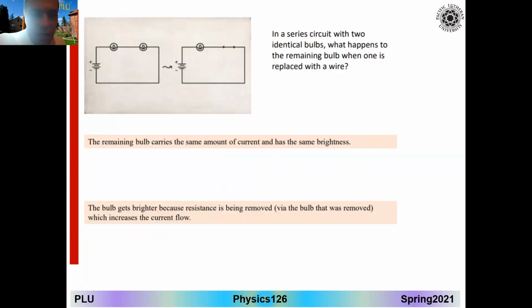So I am done with this lecture today. We have a series connection and two identical bulbs, so that means the bulbs are the same. What happens to the remaining bulb when one is replaced with a wire? So what happened here, when I have reduced the light bulbs by one? Here is R1, they are identical, R1, and here just R1. What happened when I did this one here, guys?